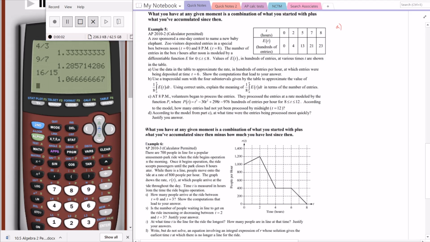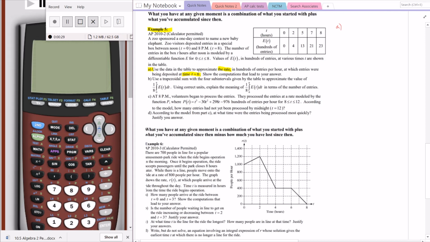Right. In this video, we are going to look at the FRQs from the practice set last time. Part A of this first one is saying use the data in the table to approximate the rate. So they want us to give them a rate in hundreds of entries per hour at which entries were being deposited at time equals 6. Show the computations that led to your answer.